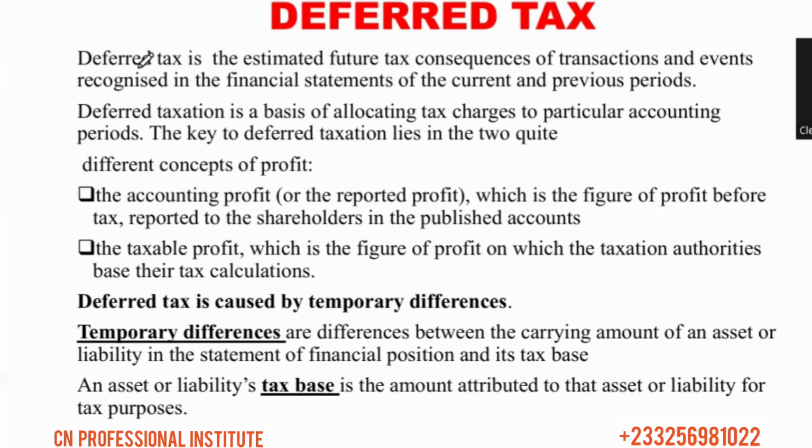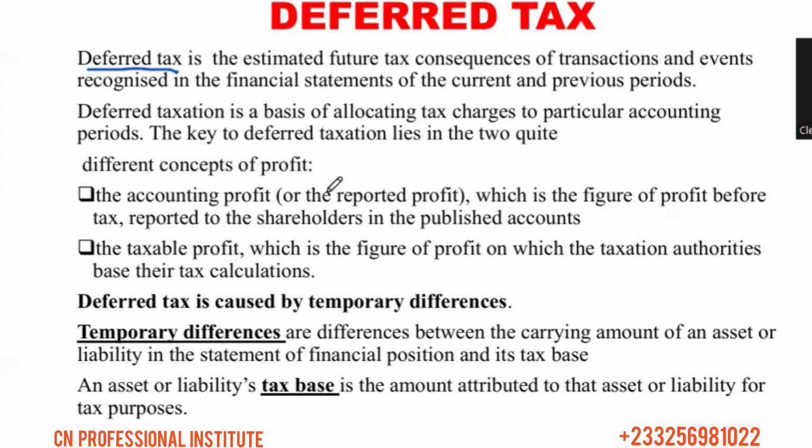This is the name, deferred tax, right? So deferred tax is the estimated future tax consequences of a transaction and event recognized in the financial statement of the current and previous years. So you are estimating the future tax consequence of a transaction that has been recorded today or in the previous period, right? And then it says deferred taxation is a basis for allocating tax charge to particular accounting periods. The key to deferred taxation lies in the two quite different concepts of profit.